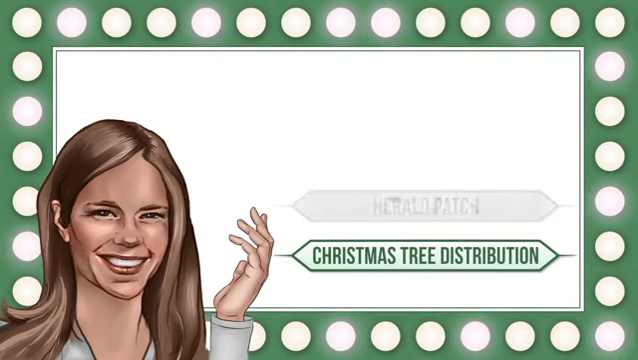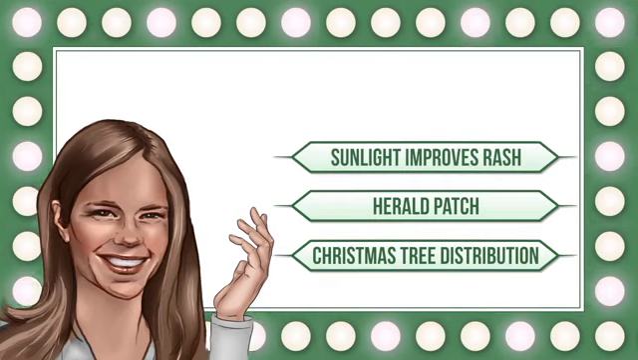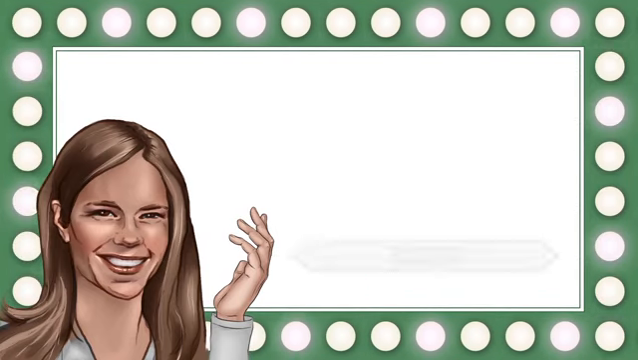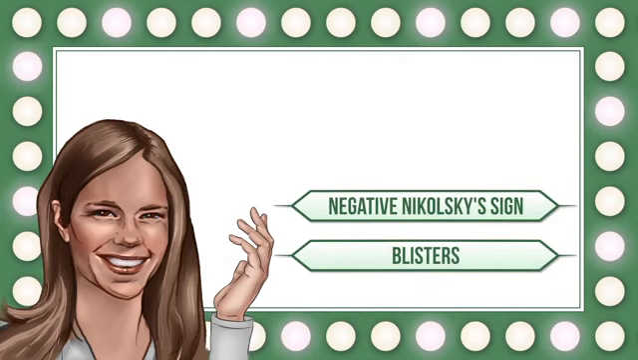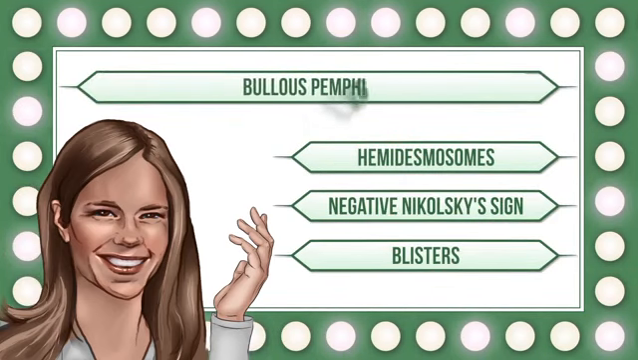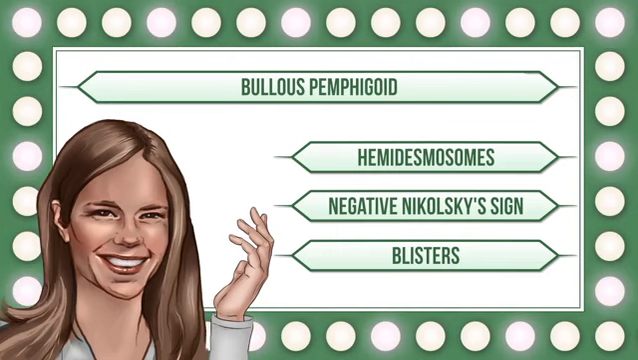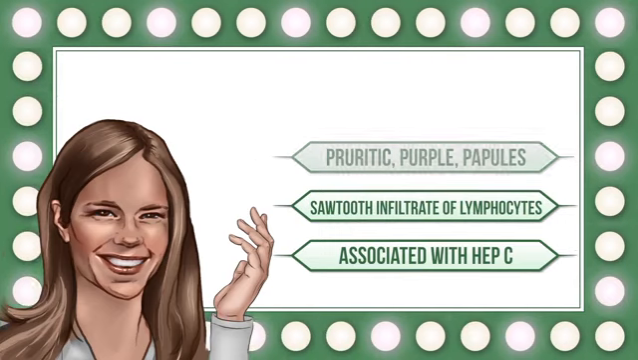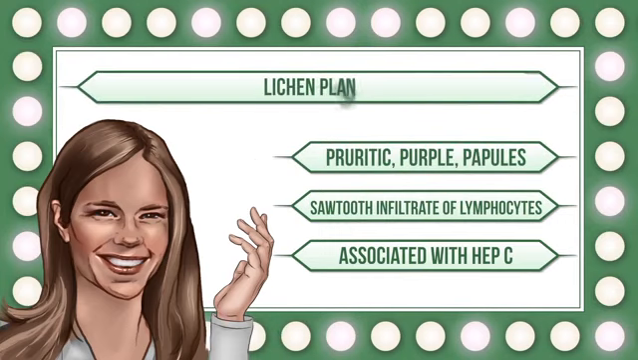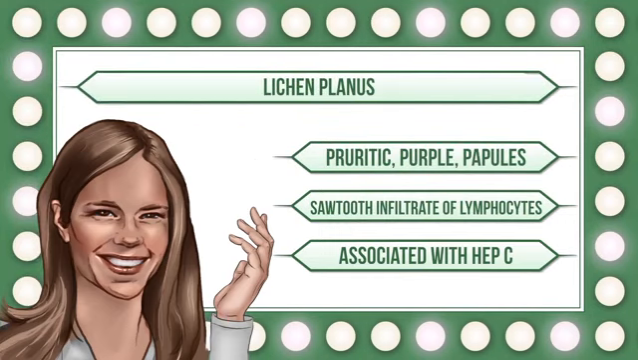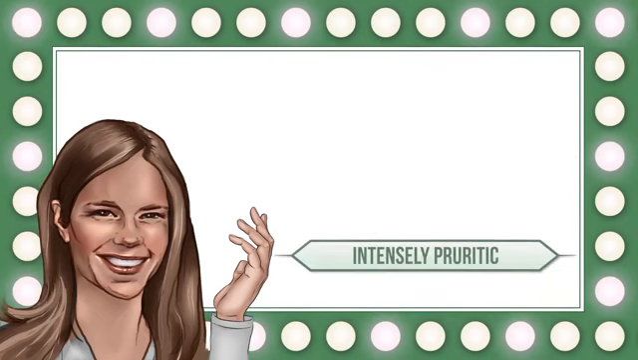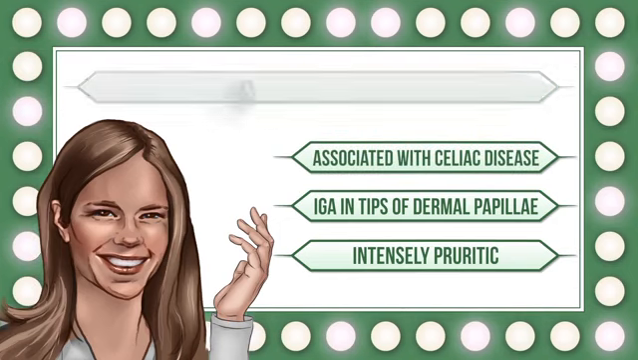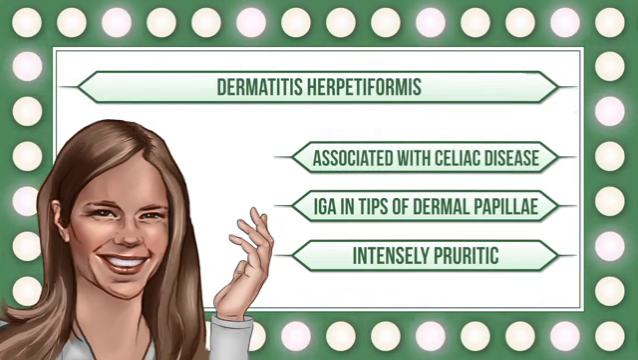Christmas tree distribution, herald patch, sunlight improves the rash, that's pityriasis rosea. Blisters, negative Nikolsky sign, hemidesmosomes, that's bullous pemphigoid. Associated with hep C, sawtooth infiltrate of lymphocytes, pruritic purple papules, that's lichen planus. Intensely pruritic, IgA in tips of dermal papillae associated with celiac disease, that's dermatitis herpetiformis.